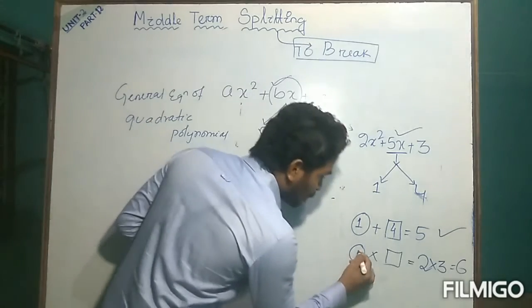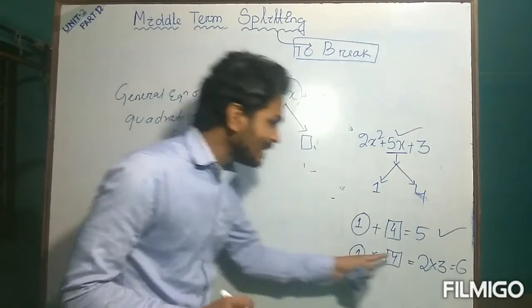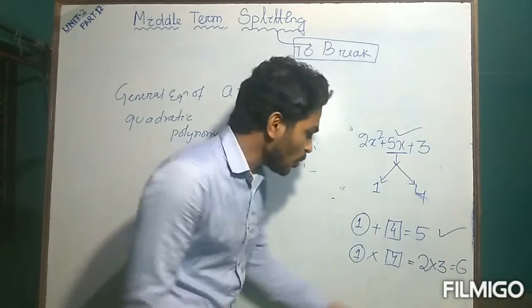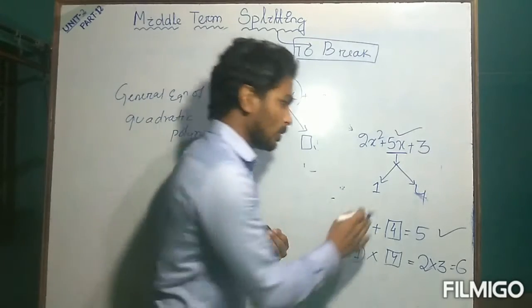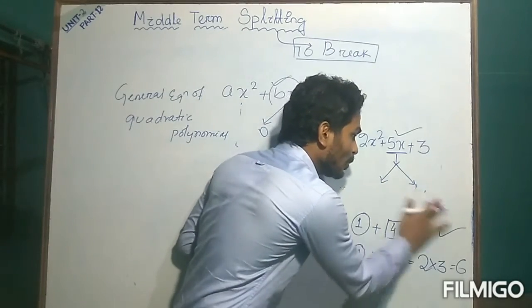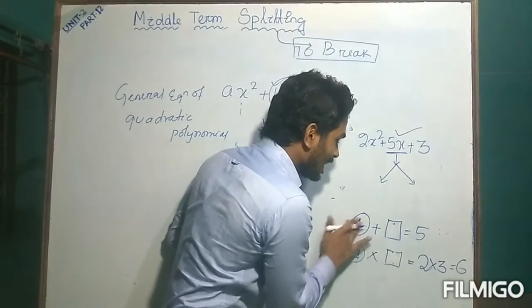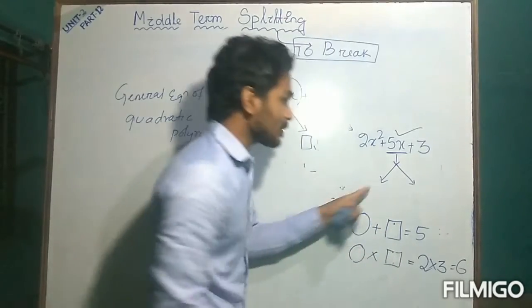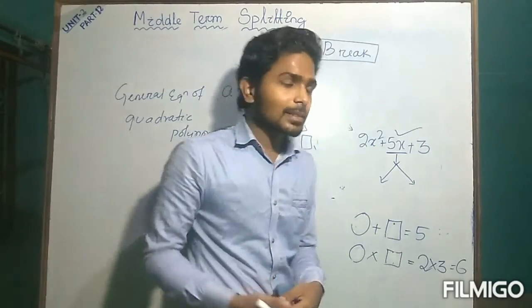But if I put 1 here and 4 here, and after multiplication, do they give 6? No. 1 into 4 is 4. So finally we conclude that no, 5 cannot be divided into 1 and 4. Clear? So we cannot write the first part as 1 and the second part as 4. Let us assume another pair.